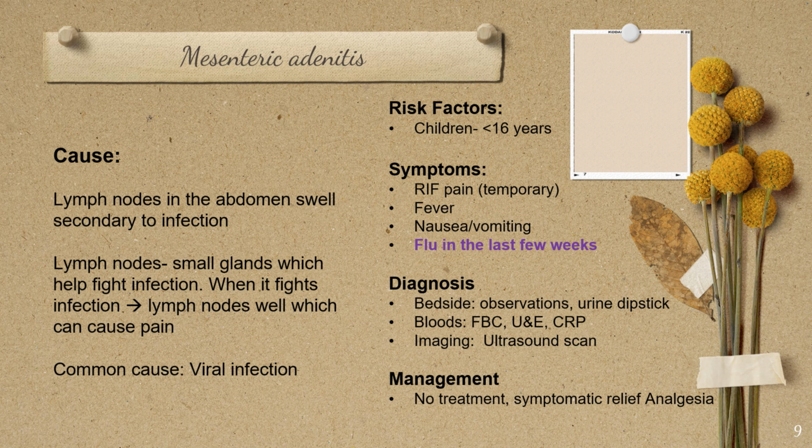So the management of mesenteric adenitis is very simple. The symptoms usually improve within a few days and will almost always clear up within about 2 weeks or so. So there's no real treatment for mesenteric adenitis. It's more for symptomatic relief. So if they're in pain, giving them analgesia. If they're feeling nauseous or vomiting, giving them antiemetics.